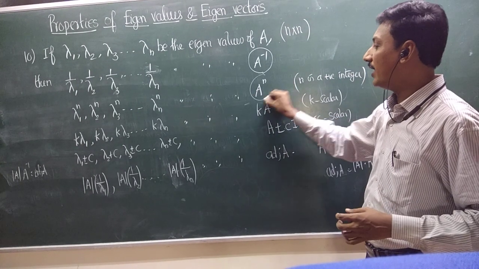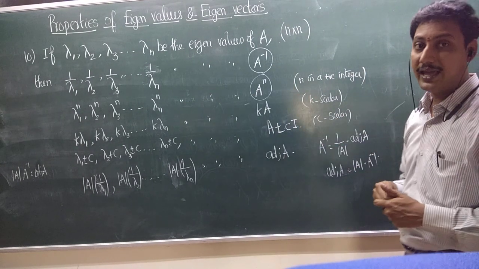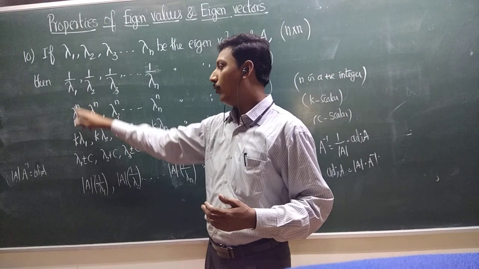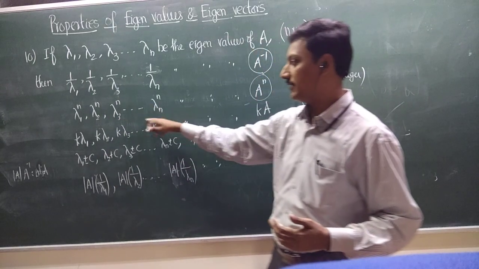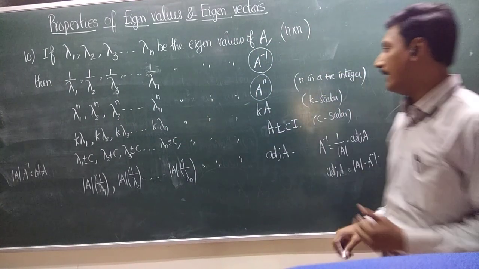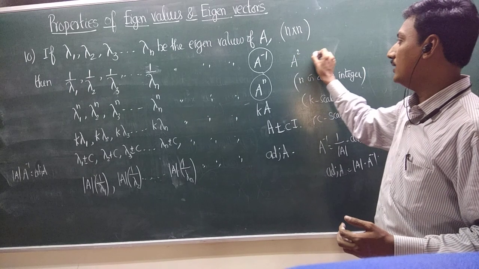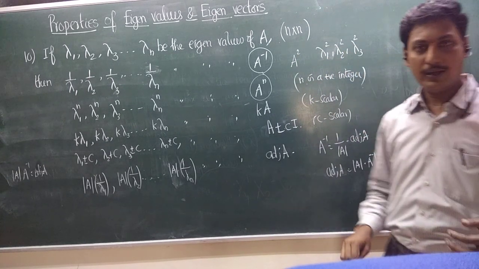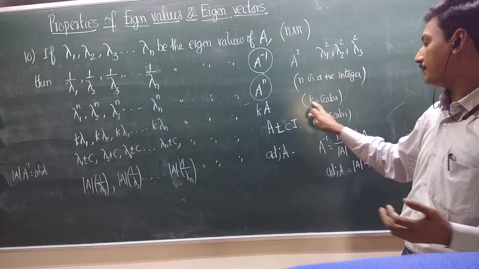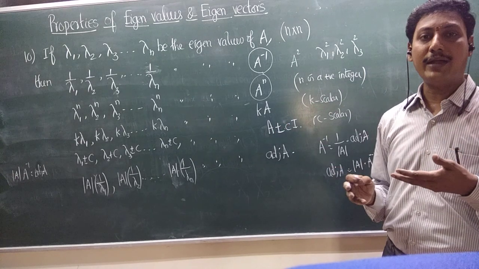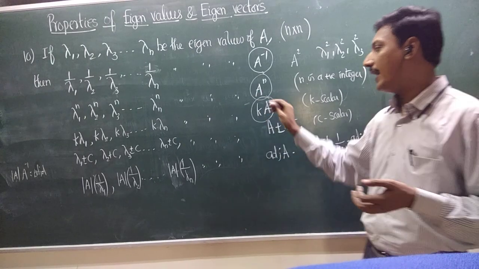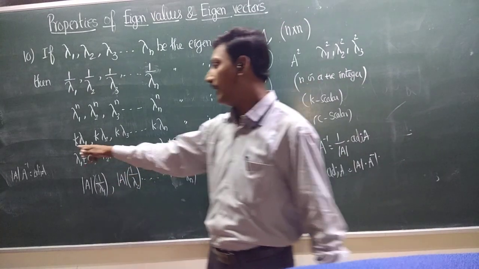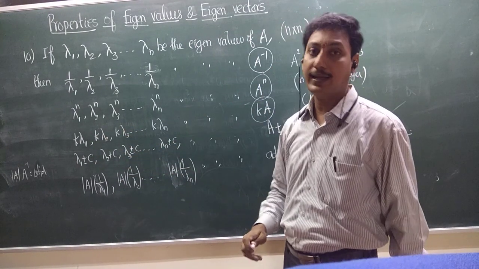What about the powers of A? What are the eigenvalues of A power n, where n is a positive integer? Then we can make the powers: lambda 1 power n, lambda 2 power n, lambda 3 power n, etc., lambda n power n. Suppose n equals 2. What are the eigenvalues of A squared? It's nothing but lambda 1 squared, lambda 2 squared, lambda 3 squared, etc. What about k, where k is a scalar? When we multiply the matrix A by the scalar, we get kA. What are the eigenvalues of kA? Multiply the same scalar with each eigenvalue: k lambda 1, k lambda 2, k lambda 3, etc., k lambda n.